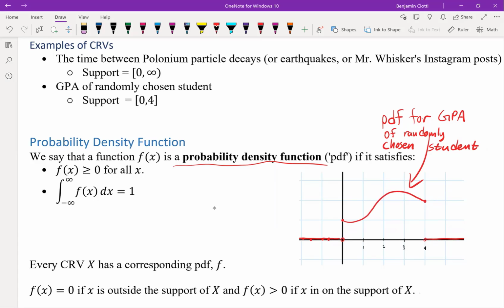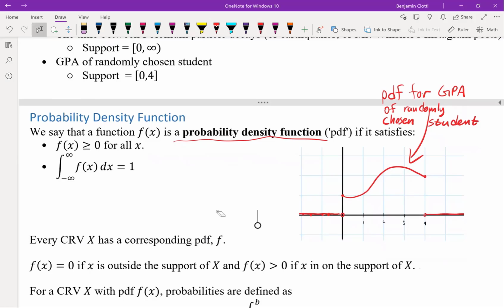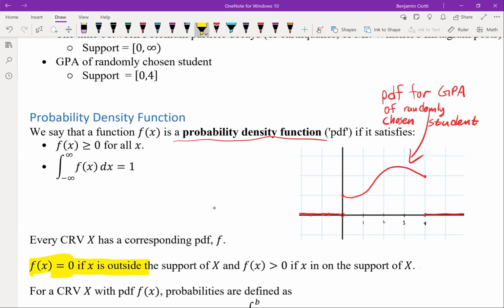Okay, so every continuous random variable has some corresponding PDF, which necessarily satisfies those two conditions. And we could take as the definition of the support of the random variable the points such that f is 0 outside the support of x and f is positive on the support of x. So you can take that as the definition of the support. You can see in this picture here that the support is from 0 to 4.